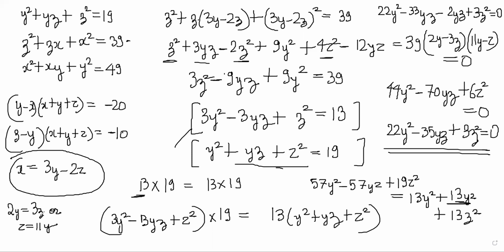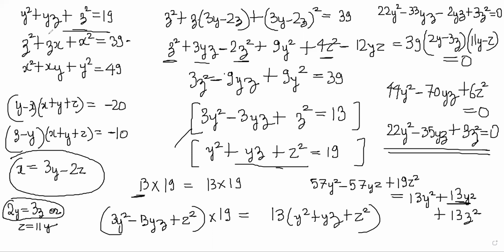So if I put z is equal to 2y by 3 in the first equation, what I will get is y square plus y into 2y by 3, so 2y square by 3, plus 4y square by 9. So that becomes basically 4y square by 9 plus 6y square by 9 plus 9y square by 9. So 4 plus 6 plus 9, 19y square by 9, right?